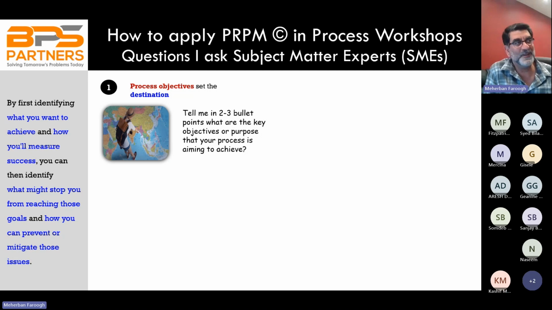So what I typically do is I tell people, relax, step back, put your feet up, grab that coffee, look at the sky, and tell me, in 2 to 3 bullet points, what are the key objectives of your process. Tell me your process objectives in 2 to 3 crisp bullet points. What are you really aiming to achieve?